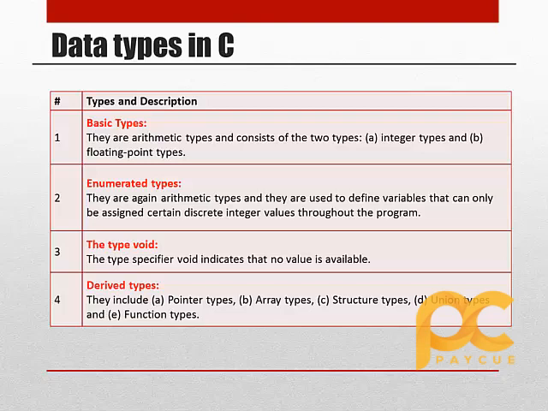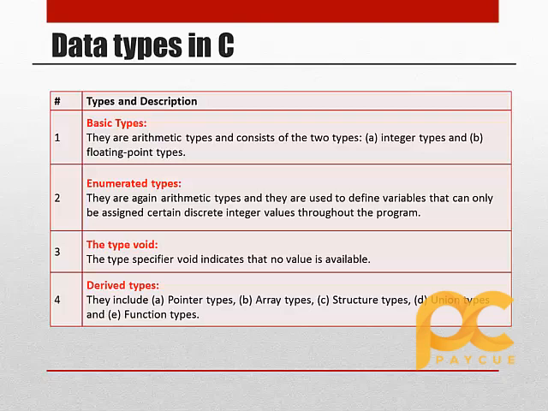Third is the void type. This type specifier void indicates that no value is available. As we have seen in the previous tutorial, there was a main function and it was returning nothing, so we have a specifier void.